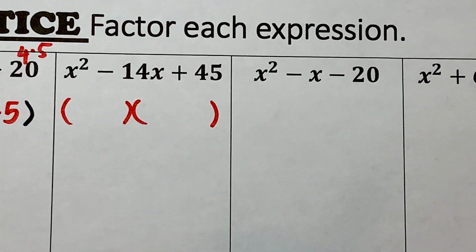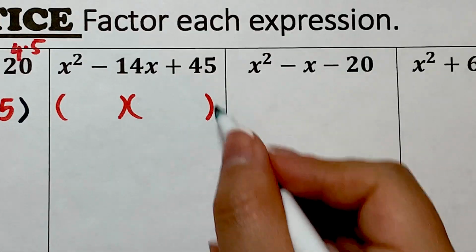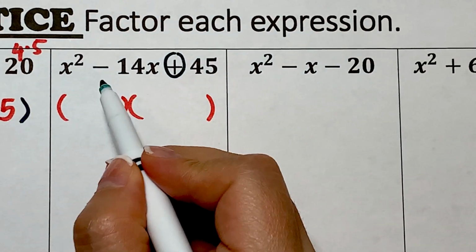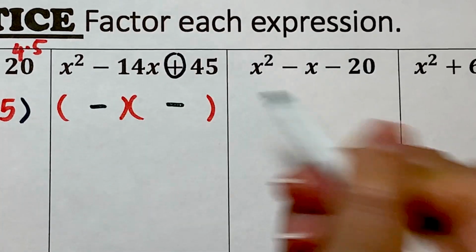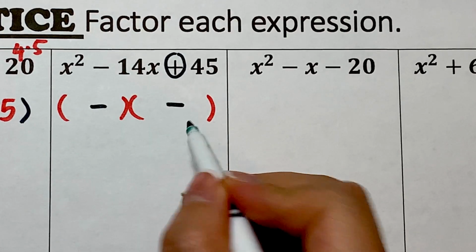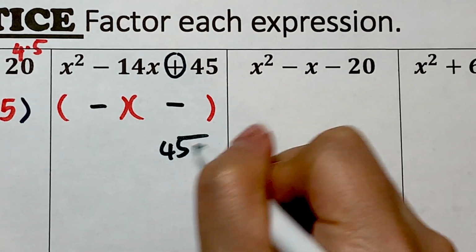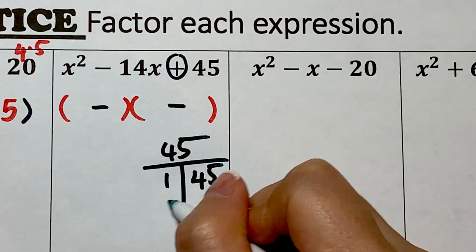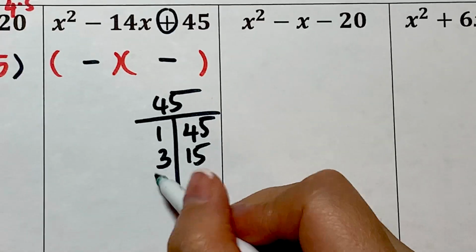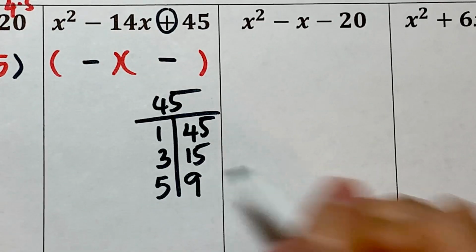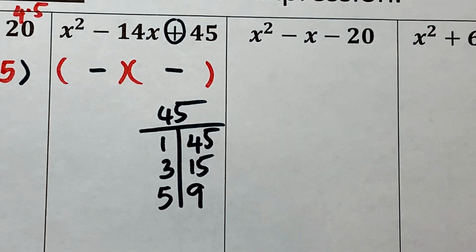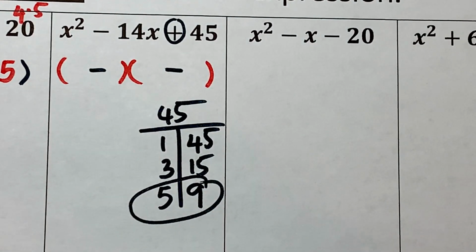This is x squared minus 14x plus 45. So since the sign right here is positive, it means they both have the same sign like the middle. Okay, when they add, they're gonna give you a negative number. So 45, what are some factors of 45? Well, we have 1 and 45, 3 and 15, 5 and 9. Okay, so within these pairs, who is gonna add up to give you 14? Of course, it's gonna be 5 and 9, right?